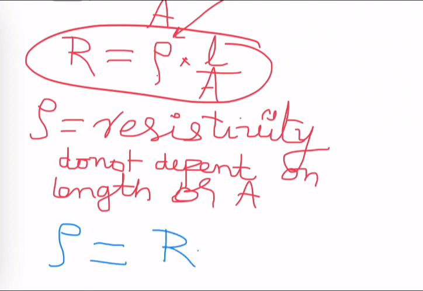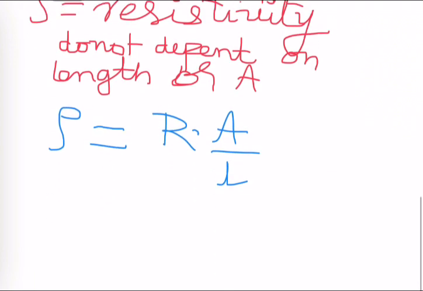Resistance is resistivity into area of cross section divided by L. Okay, now define resistivity of a material. Resistivity is applicable to a material: resistivity of copper, resistivity of an iron wire, resistivity of nichrome wire.